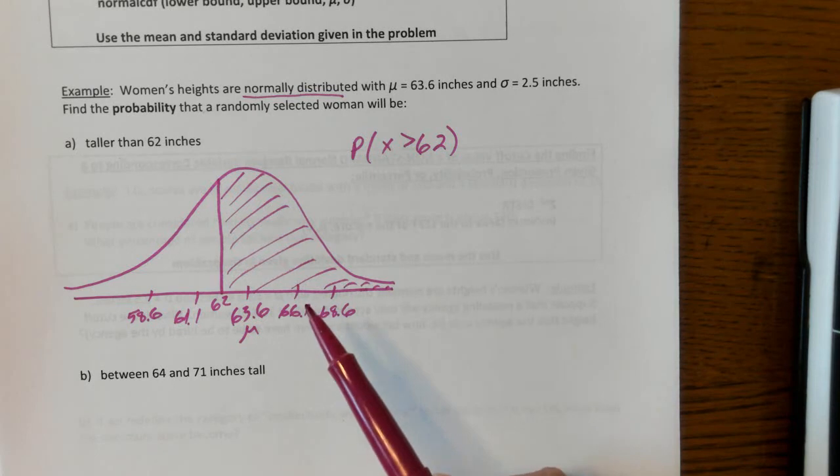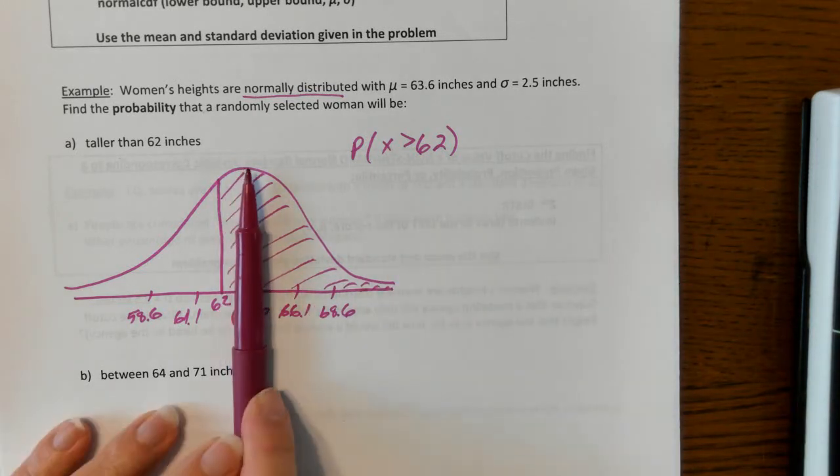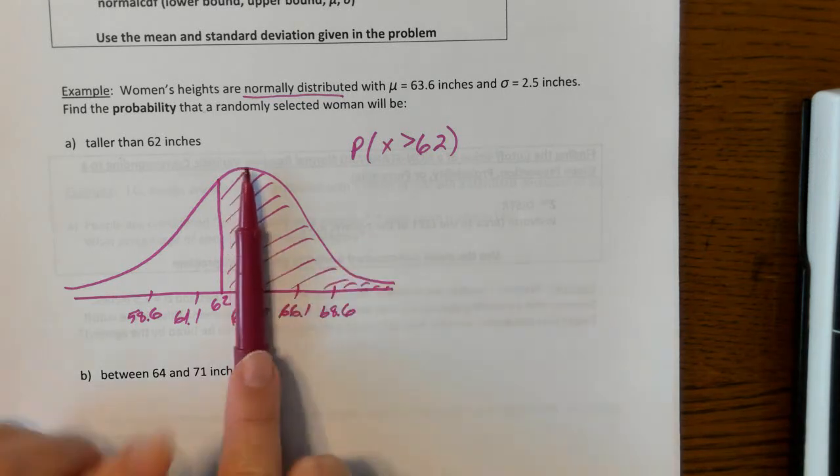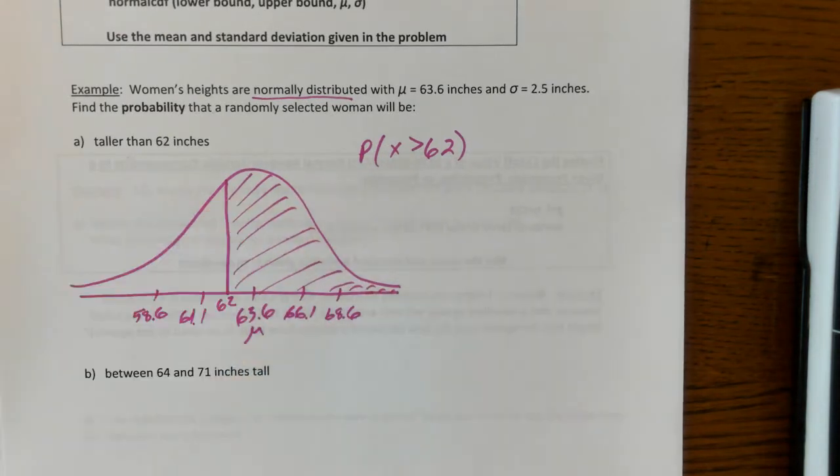So we want to know the probability that the woman we pick is in this region of the graph. I can tell by looking that it's going to be greater than 50%. 50% would be above the mean. We've got all of that plus a little bit more. So I know this is going to be more than 50%. I'm guessing maybe 65 or 70%, something like that.